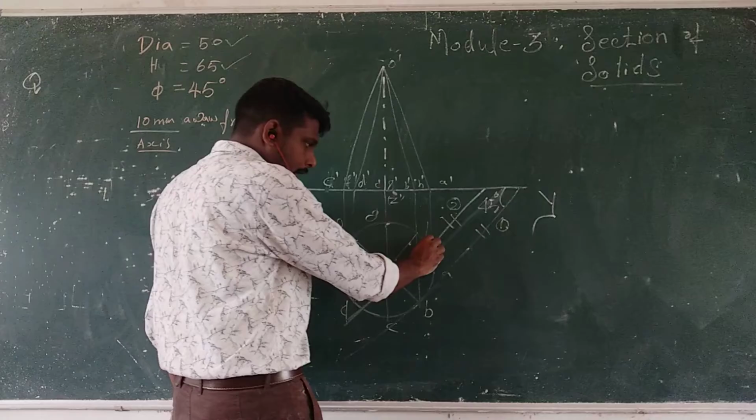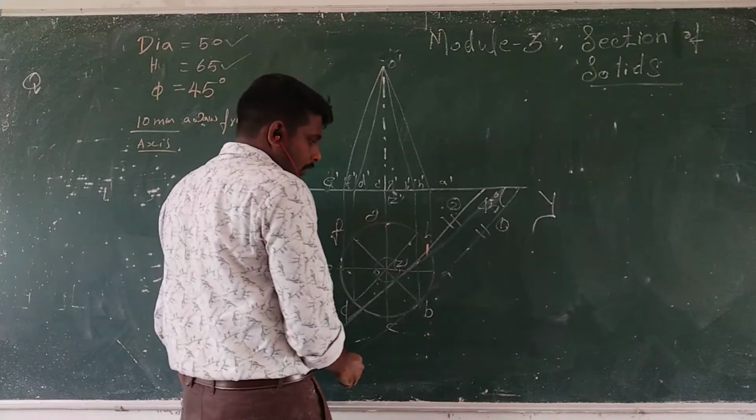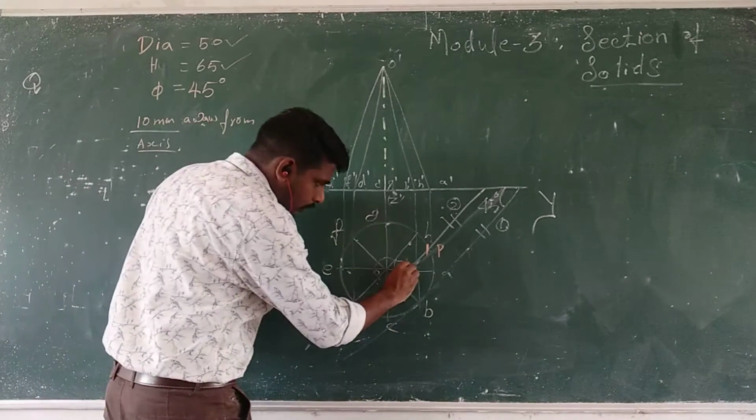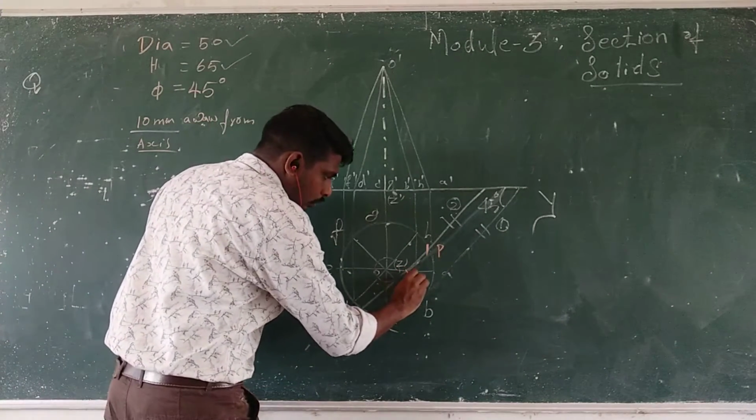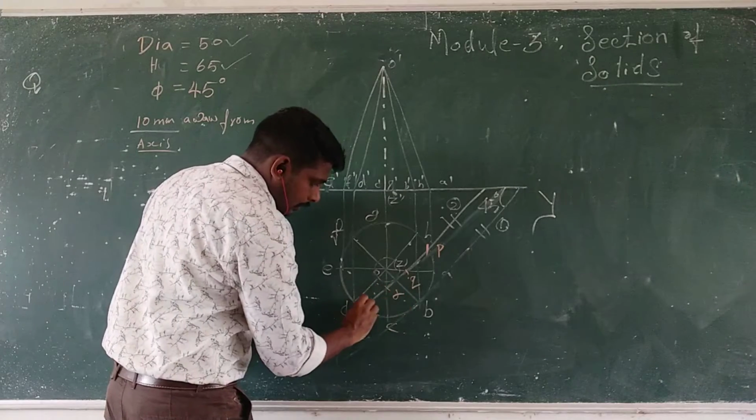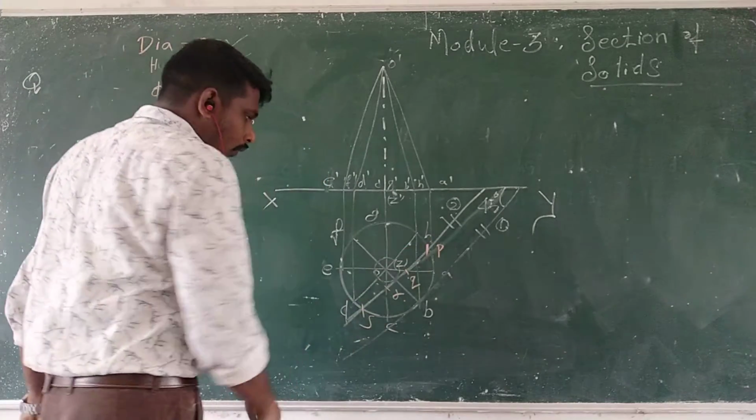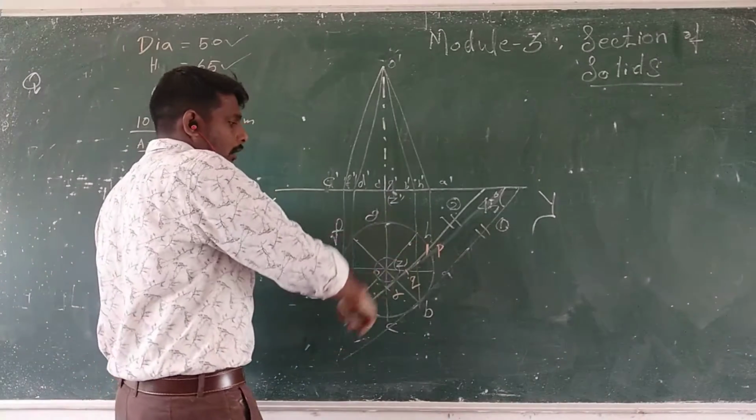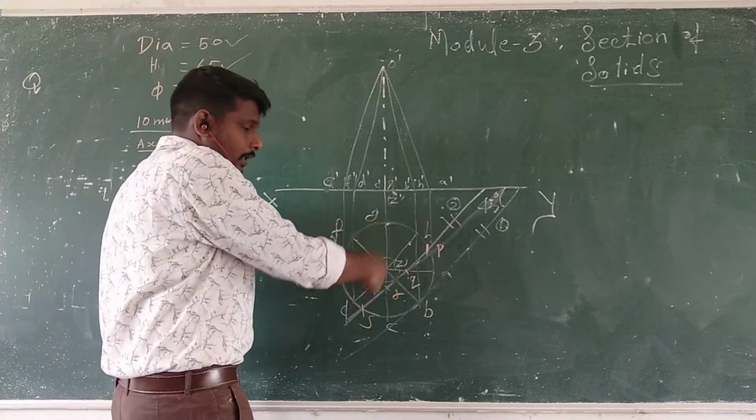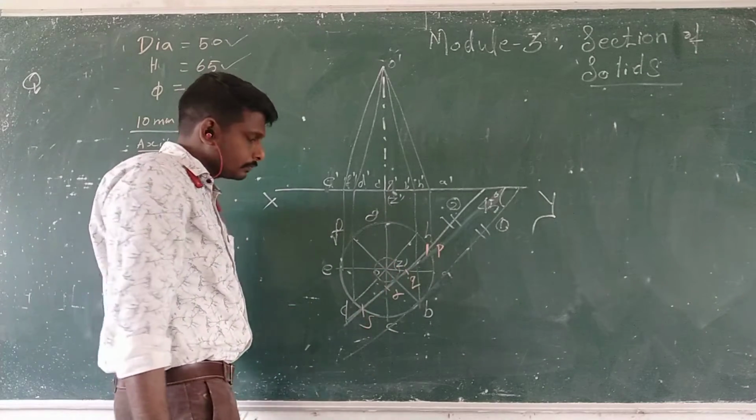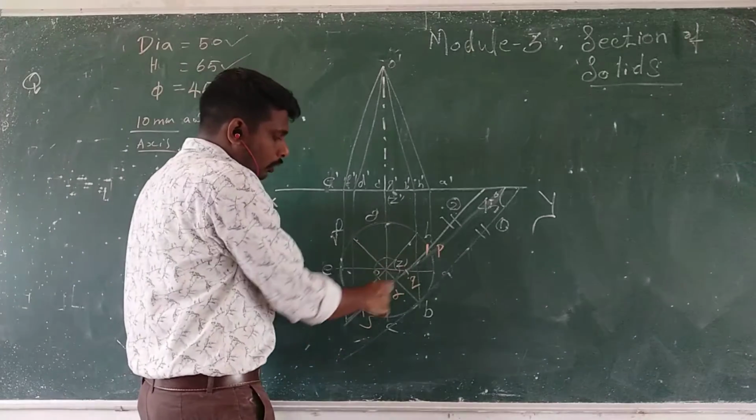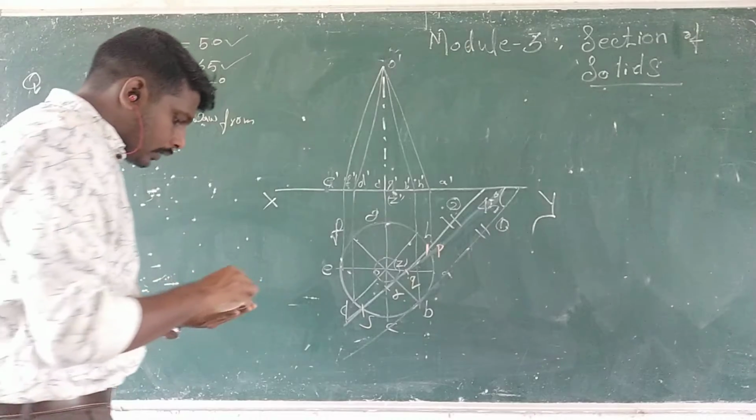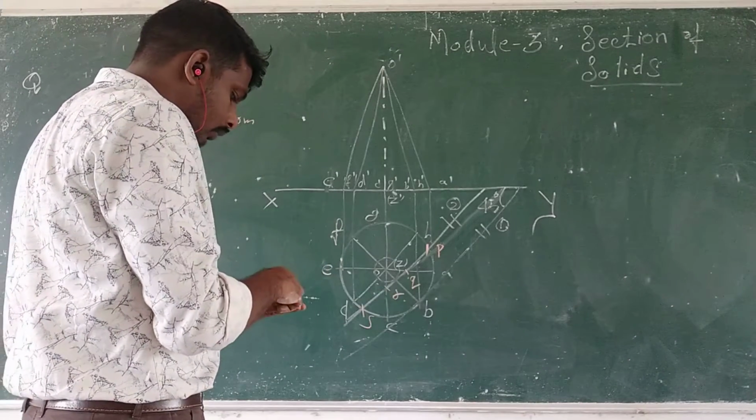First of all, the section point cut here, name it as P. Then here also it's sectioned, name it as Q. Then R and S. That is, only 4 section points are there. Depending on the problem or on the divisions, it may be increased. Here only 4 points are there. Now we need to project all these section points to the front view also.